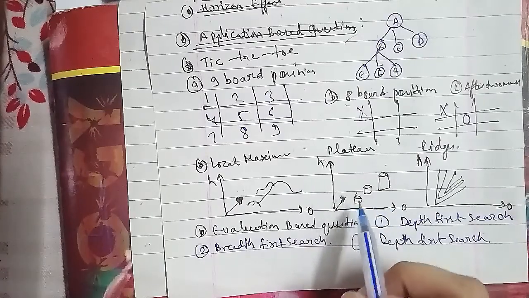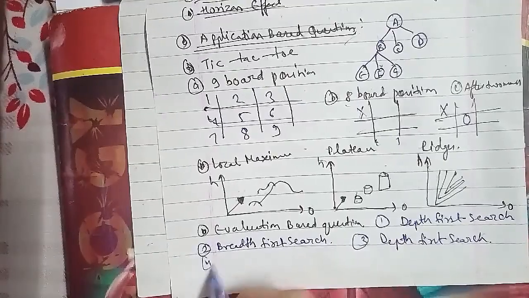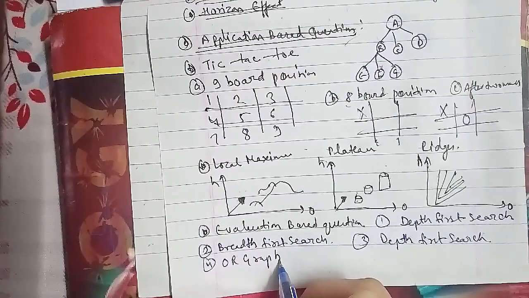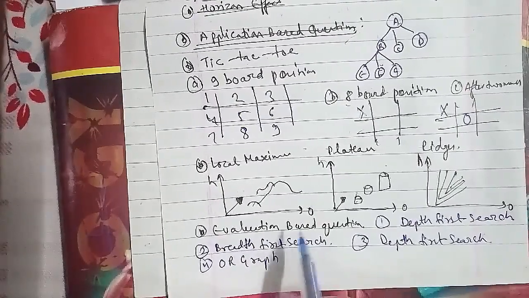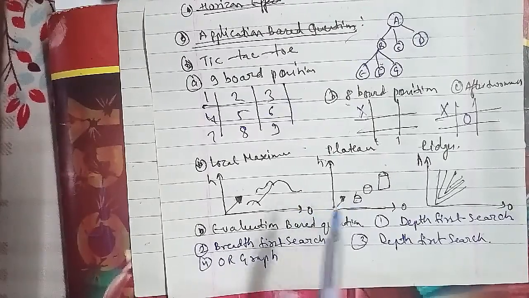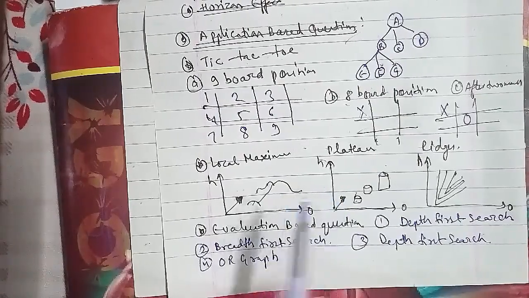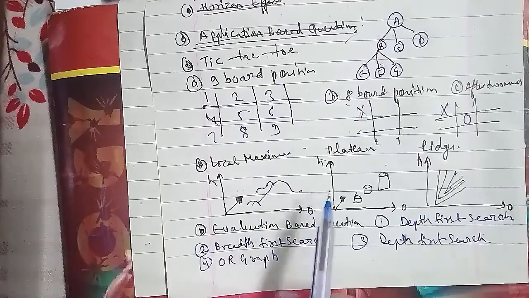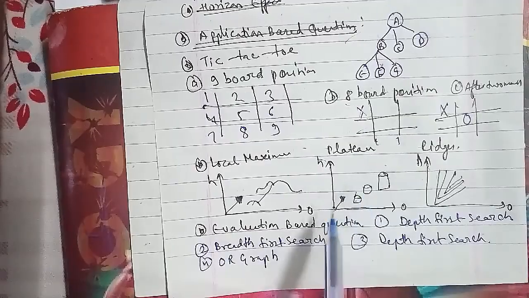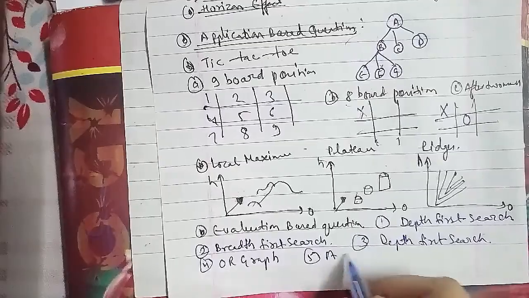Another question: identify the strategy for game playing. The basic idea of this strategy is that it is possible to compute the correct minimax decision without looking at every node in the search tree. When this strategy is applied to a standard minimax tree, it returns the same moves as minimax would. That is alpha beta cutoff.